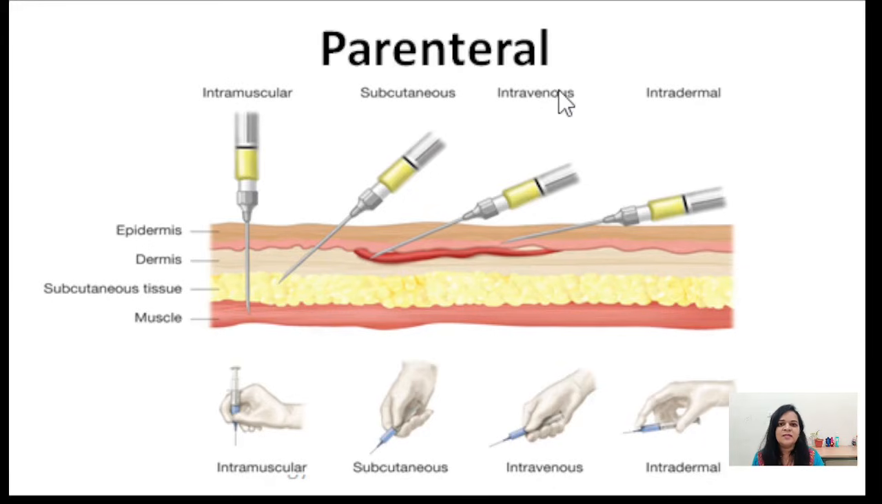Now this is the summary of parenteral route. We have seen intramuscular, that is given at 90 degree of angle into the muscle. Subcutaneous, that is given directly into the subcutaneous tissues at an angle of 45 degree. Intravenous, that is given directly into the vein, and intradermal, that is given by raising the skin bleb at a 15 degree of angle. So this was the summary of parenteral route.